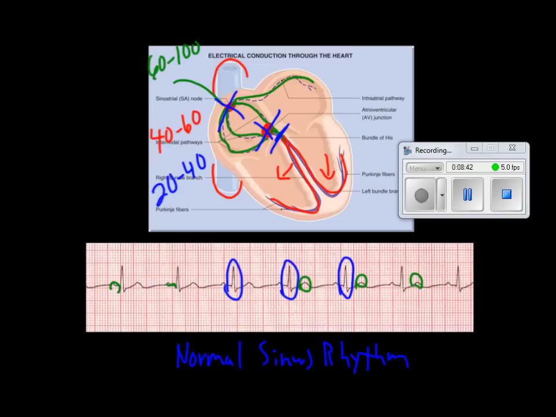And then the cycle just repeats itself. The SA node fires again, talks to the AV node, the bundle of His, and then the Purkinje fibers, which is the very distal points of the cardiac conduction system, really the lowest point, so to speak. So that's a normal beat. That's what happens in the normal cardiac conduction system when it functions under normal circumstances. That's what we want to see.